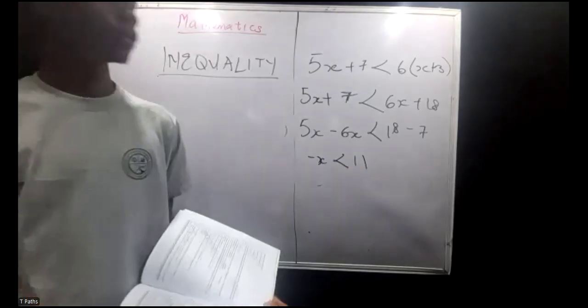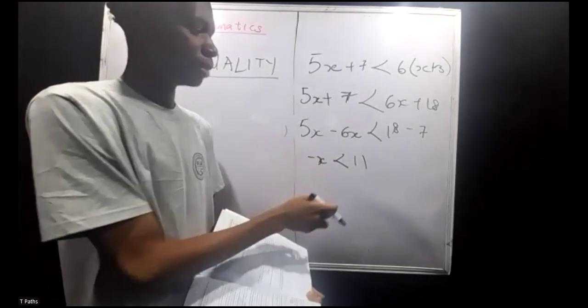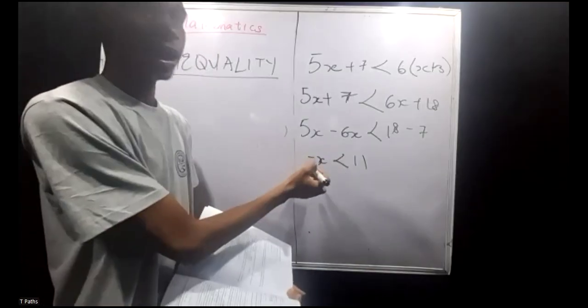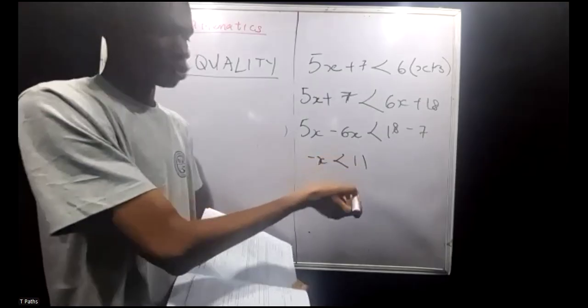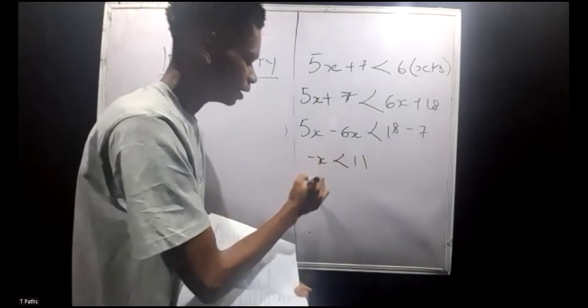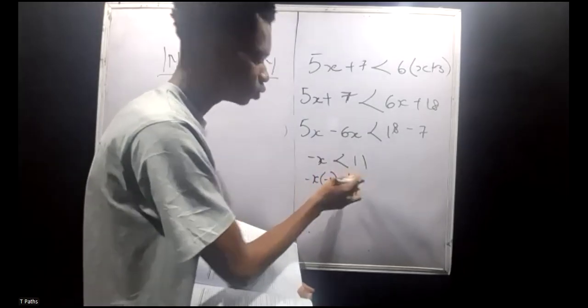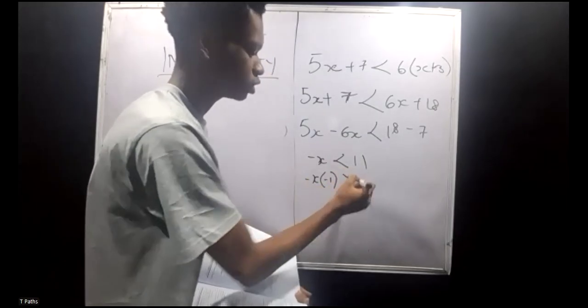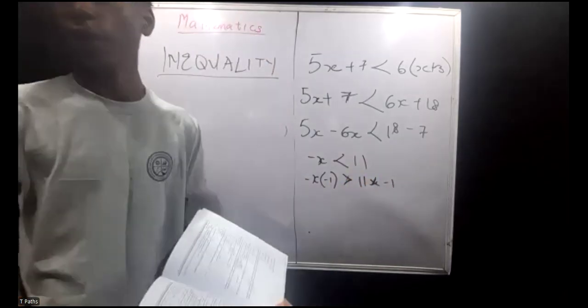Now in inequality, when you are dividing by a negative number, the sign will change. For example, I have minus x here. I have to multiply by minus 1 or divide by minus 1. If I multiply by minus 1, I have minus x multiplied by minus 1. This will change from less than to become greater than. So this will become 11 times minus 1, because I am multiplying by a negative number.